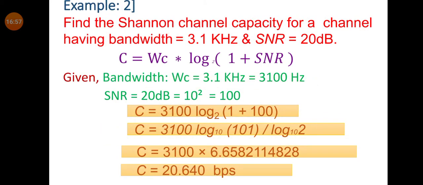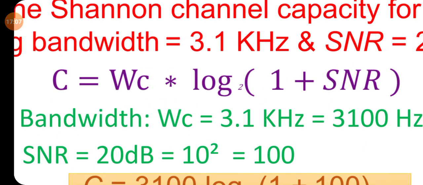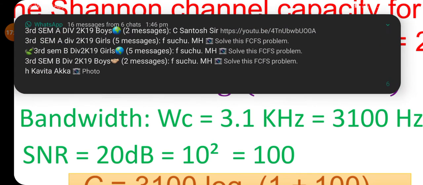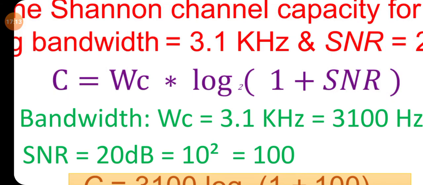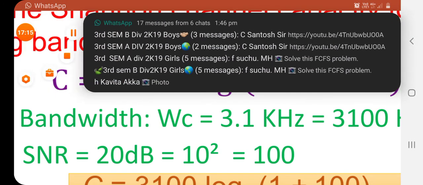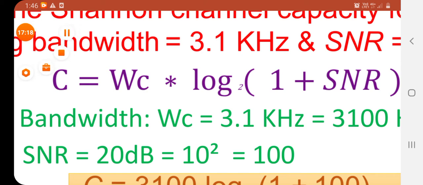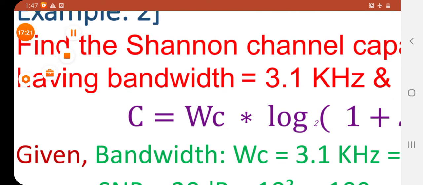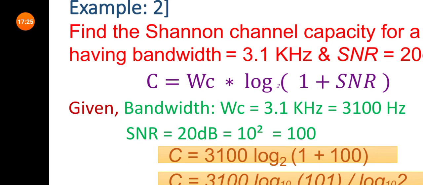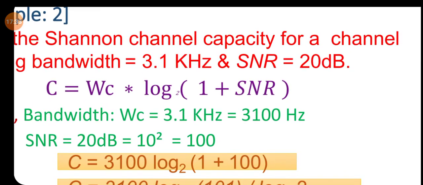So that is example 2. So concentrate on the problem now. Find the Shannon channel capacity for a channel having bandwidth equal to 3.1 kHz. Okay, sorry for the disturbance. So here the bandwidth of the channel in the given problem is 3.1 kilohertz. It is not in hertz, it is in kilohertz. Concentrate on that. And what is given next?